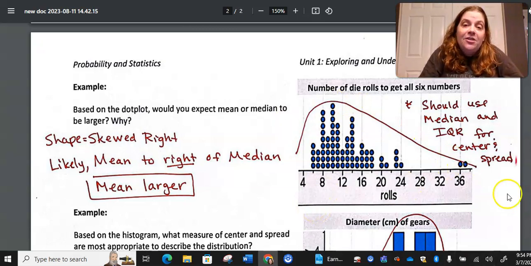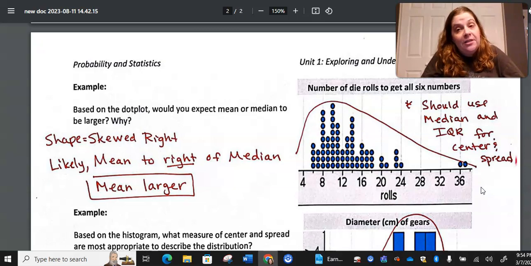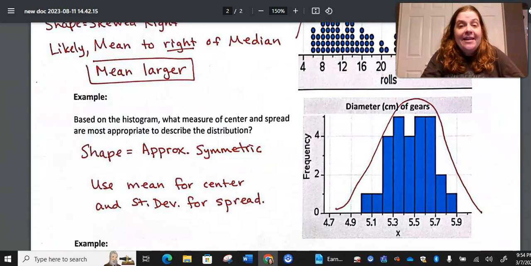Also, if I'm looking at this graph and I see that it's skewed to the right, and I get to choose how I'm going to talk about center and spread, I should choose median and interquartile range, because median and interquartile range are more appropriate measures of center and spread to talk about skewed data or data that has outliers like this does. All right, in this next picture, it says, what measure of center and spread would be most appropriate to talk about this data?